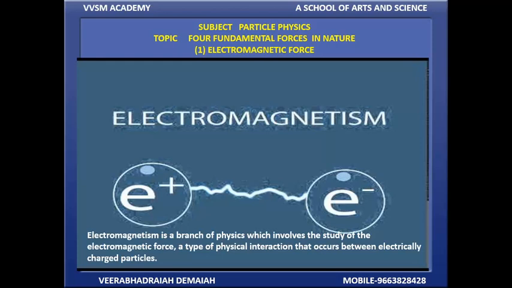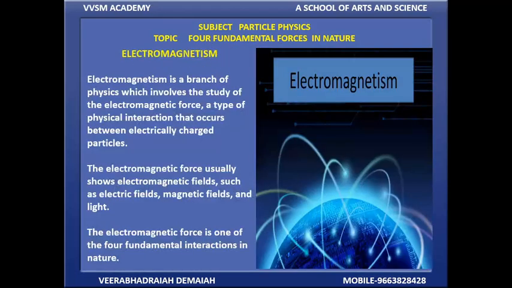interaction that occurs between electrically charged particles, as I told you. Because of the electron, proton, positron and almost all electric charges, we study electromagnetic power, which is electromagnetism. Electromagnetism is a branch of physics, as I told you already.